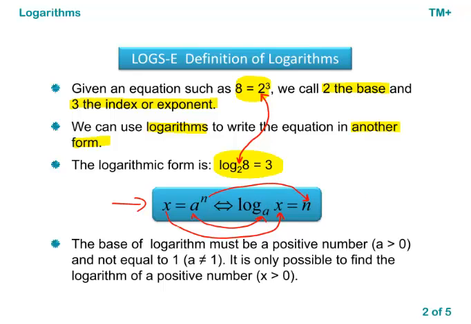I always say to students, looking at x equals a to the n, it looks like x is the answer here, so it wouldn't make sense that it was the answer in the log form. That should remind you where the x and n go. Now the base of a logarithm must be a positive number, and not equal to 1. That's a very important thing when you're problem solving and solving equations. And it's only possible to find the logarithm of a positive number.